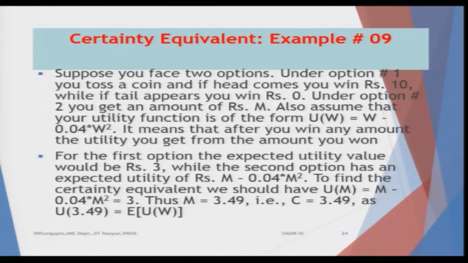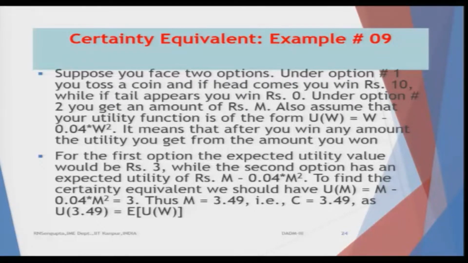That means, put 10 into the utility function and multiply by half, put 0 into the utility function and multiply by half, add both of them and the value is 3. The second option has a utility given by m minus 0.04 m squared. To find the certainty equivalent, the left hand side and the right hand side should be equal.